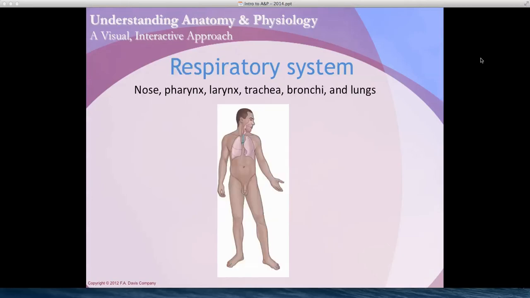The respiratory system is next. The respiratory system consists of the nose, the pharynx, the larynx, the trachea, the bronchi, and the lungs. So all the way from here down into the lungs. Again, we're going to talk about each of these systems in greater detail. What I really want you to understand is the system and some of its key functions. The biggest key function of the respiratory system is oxygen and carbon dioxide being exchanged. That happens mostly in our lungs, and that's how we get oxygen into our body and how we get carbon dioxide, which is a waste product, out of our body. We exhale it out into the environment.